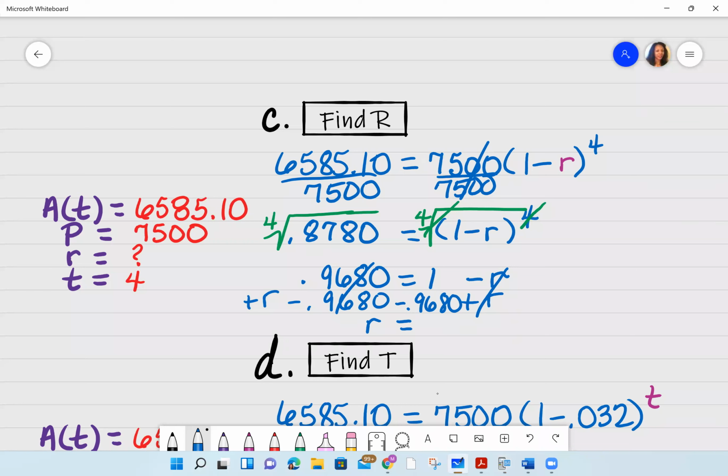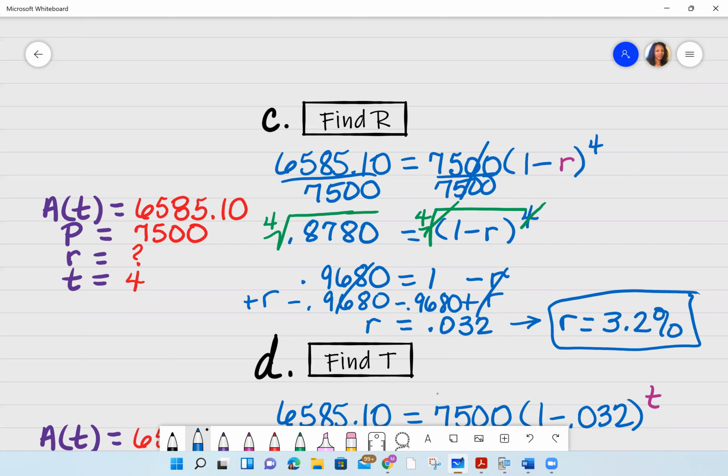So R is 0.032. But in my answer, I want to convert it back to a percent. So this is really 3.2%. And again, remember, now you're going the opposite direction. So what you're going to do is take your decimal, move it over 2 places, and then put a percent sign. That's how you convert it back to a percent.